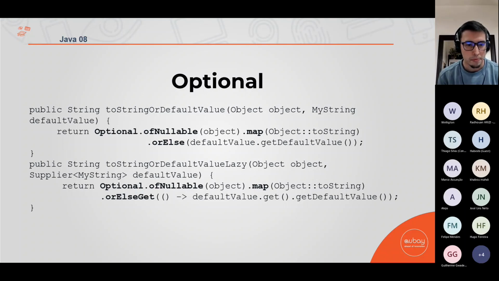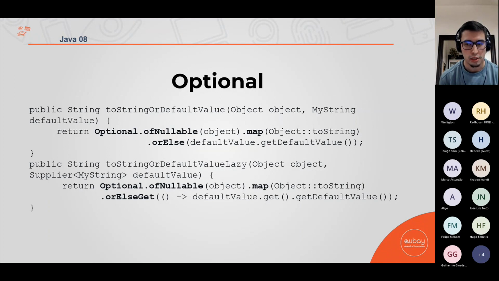On the first method, we have Optional.ofNullable, then the object, then .map, and then orElse. If our object is not null, we will execute the map method, and then we will also execute the orElse. Yes, even if our object is not null, the orElse will always be executed. What is the difference with orElseGet?